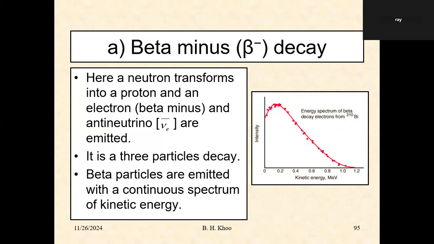So if we look at the kinetic energy, intensity can be thought of as the number of particles per unit area per second. You can see that it's continuous, right? Not one energy or two energies.